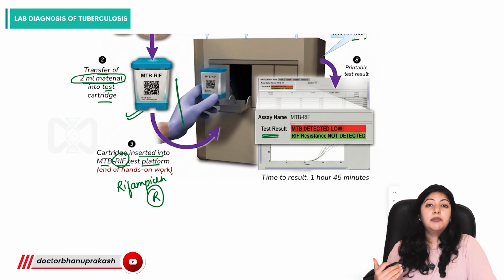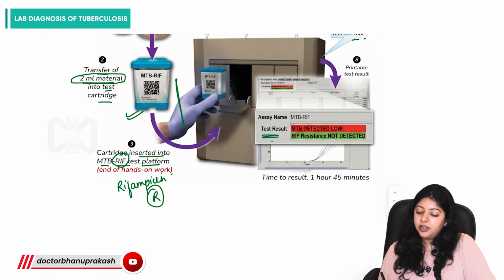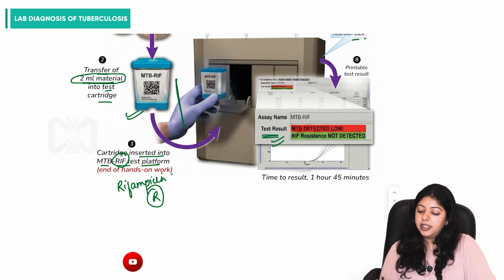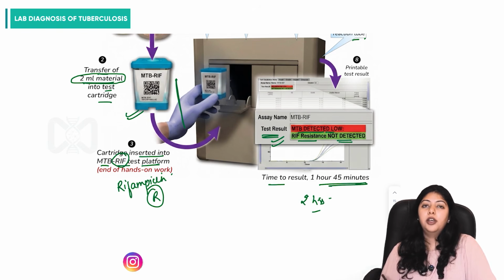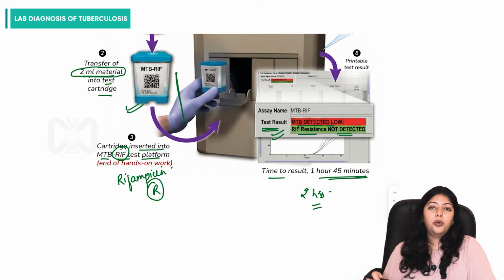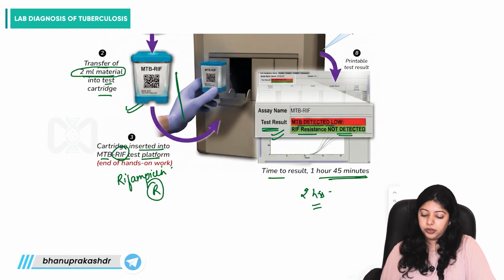So the results can be printed. They are available in software, and for this particular test it says MTB detected low and rifampicin resistance not detected. The time to result is roughly 1 hour 45 minutes to 2 hours. So this is how we load, unload and read the results of CBNAAT or GeneXpert.